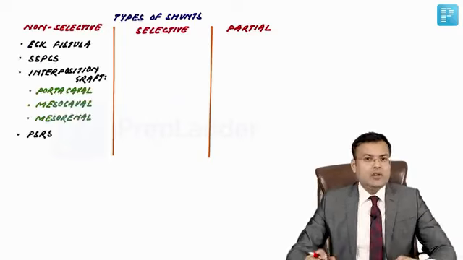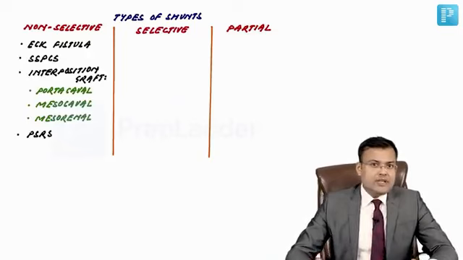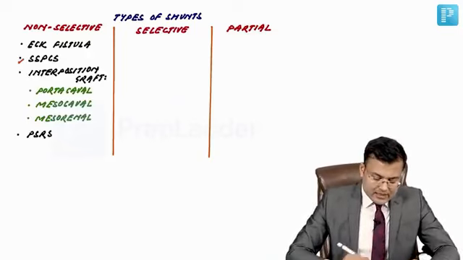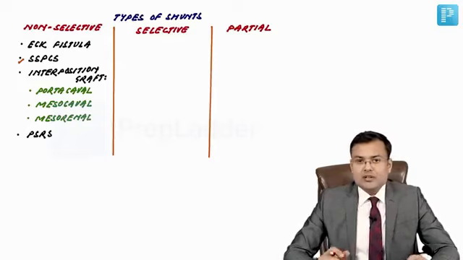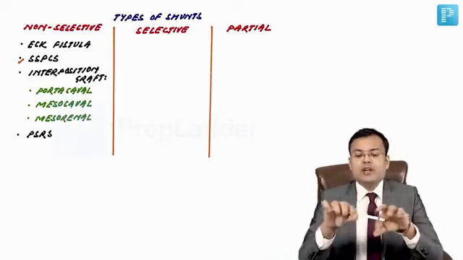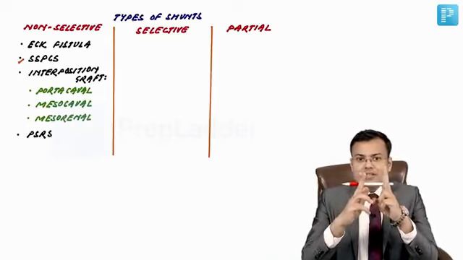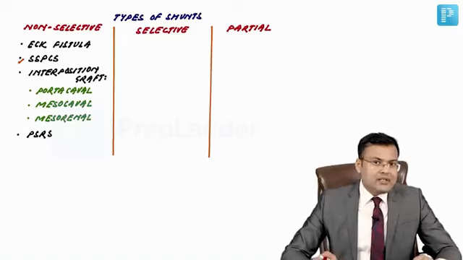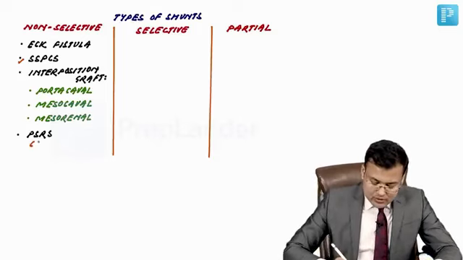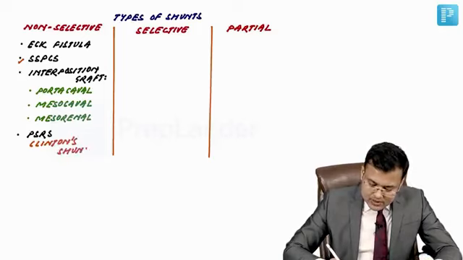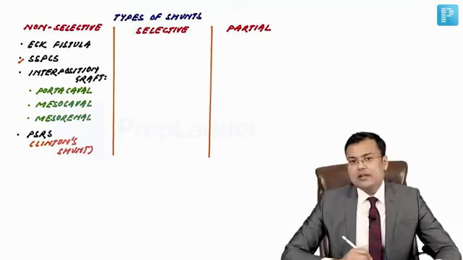See the types first. The shunts included in non-selective shunt: one is the EC fistula, second is SSPCS, the full form is side to side portocaval shunt. Third is interposition graft. Interposition graft means you are going to put a graft between two vessels. So one is portocaval, second is mesocaval, and third is mesorenal. Another type is PSRS, the full form is proximal splenorenal shunt, also known as Linton's shunt.